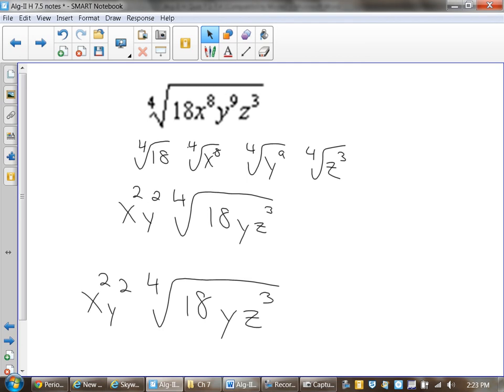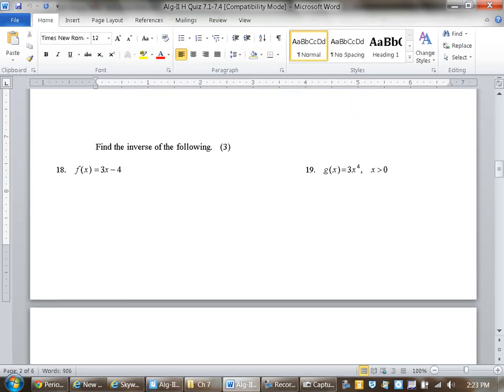Squared times the fourth root of 18y is equal to the third. Basically what you have is, I took the 16 out. The last question on there: you can't have the radical in the denominator, and that's what most people forgot.